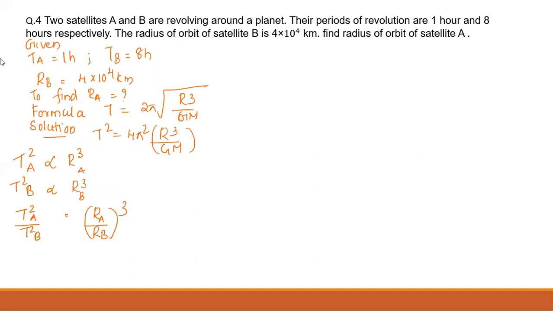This also you can put in square form, so we can write (TA upon TB) the whole square is equal to (RA upon RB) the whole cube. Now we will substitute the values.